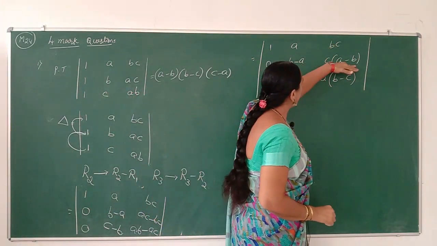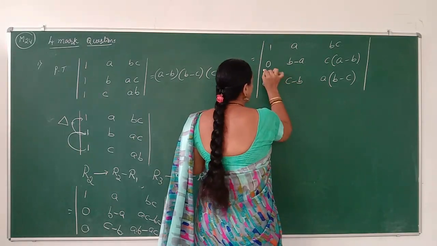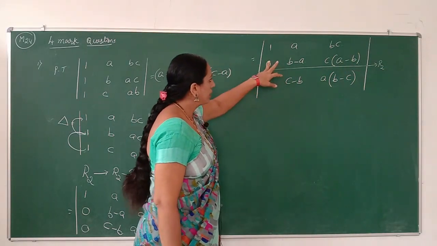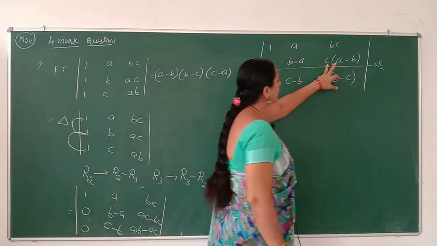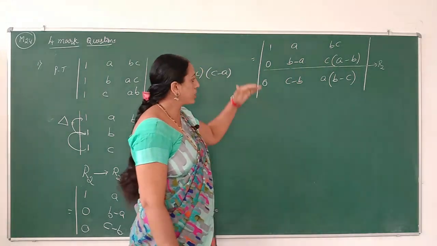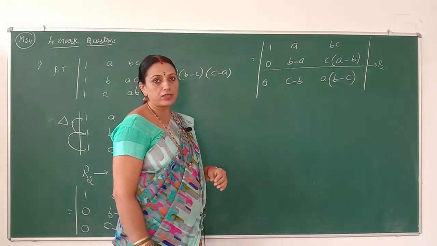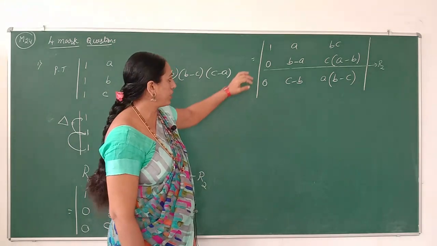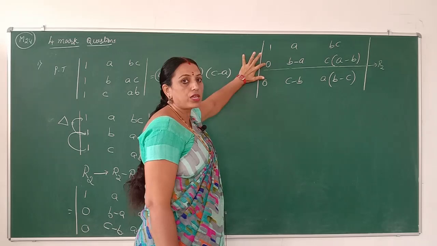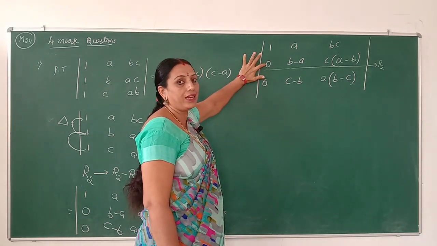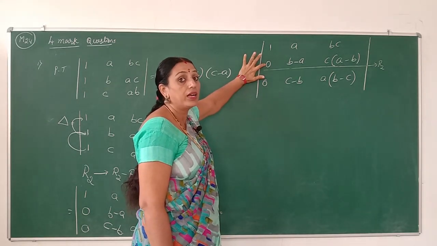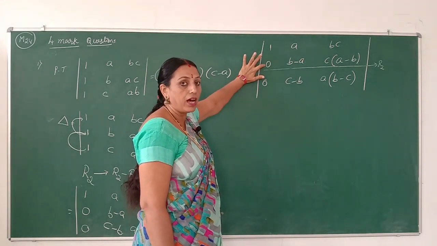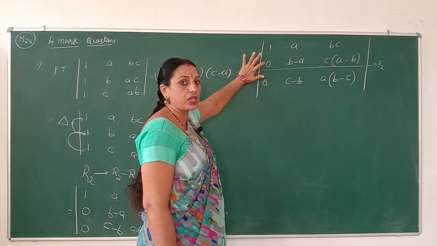Now we observe the elements of the second and then third row. First we observe the elements of R2. The elements of R2 are 0, B minus A and C times A minus B. Do these elements have any common factors? Check whether any multiple number is common in the second row. The first element is 0. 0 is a multiple of any number. Therefore, it is possible to get a common factor of any number in terms of 0.